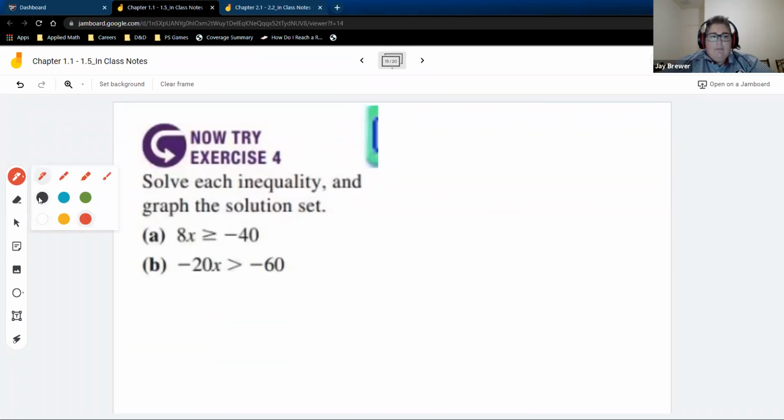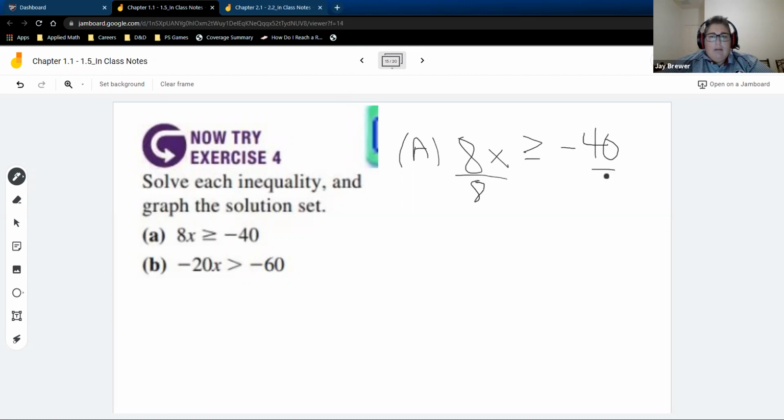All right, so for A, we're going to take 8x greater than or equal to -40. We're going to divide by 8. Now, here's your difference. We're not going to flip the sign because 8 is positive. Just because we have a negative result here doesn't mean that we need to flip the sign.